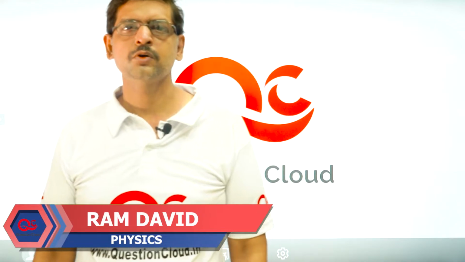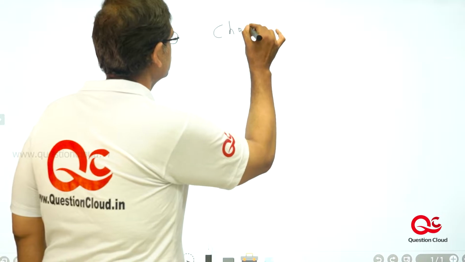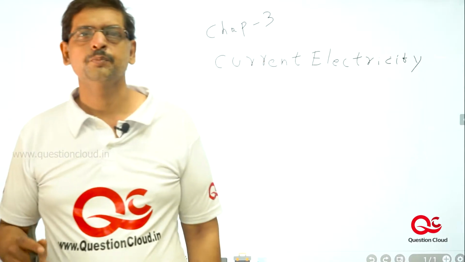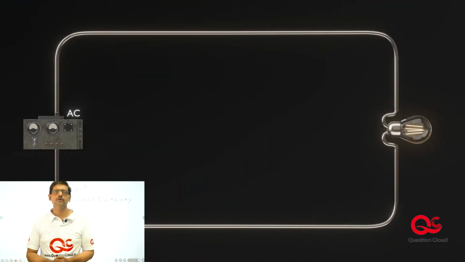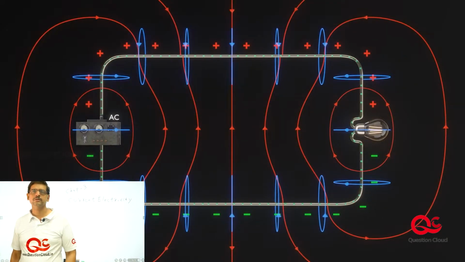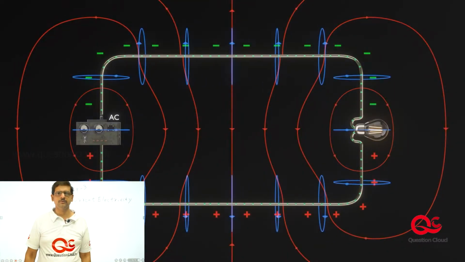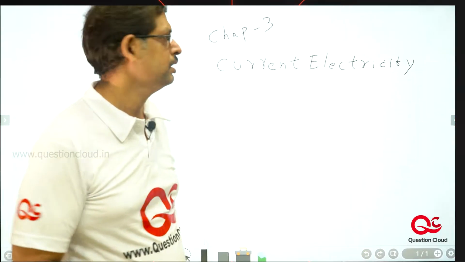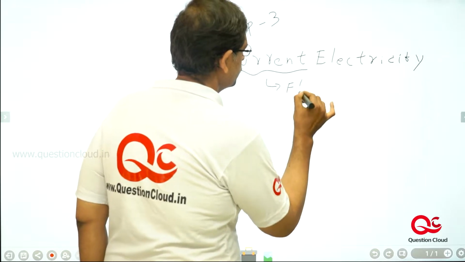Today we will discuss the third chapter, which is current electricity. In the previous two chapters we saw electrostatics, where we studied charges at rest. Now, from the third chapter, we are going to see how charges behave when they flow through a circuit. That is why this chapter is called current electricity. Current means flow of charges.